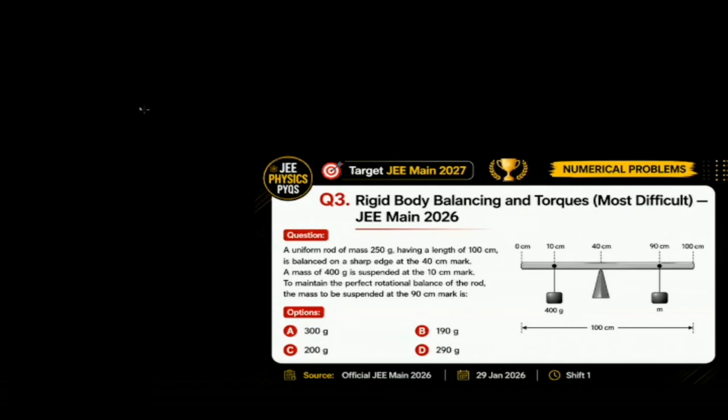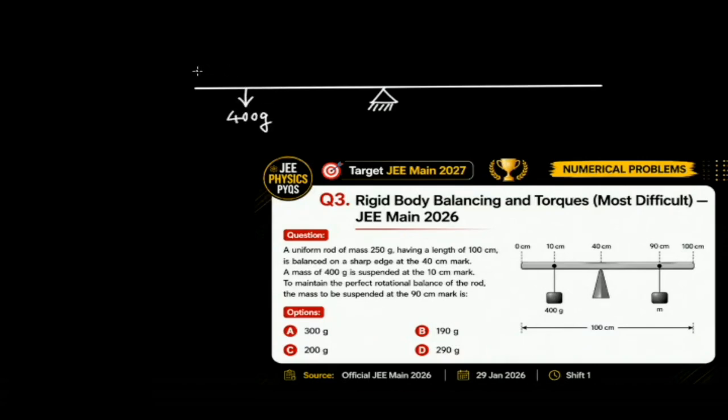Let us redraw the figure. A rod of 100 centimeter length. The pivot is at 40 centimeter from the left. 400 gram weight is located at 10 centimeter from the left. So its distance from the pivot will be 40 minus 10, 30 centimeter. We have to find this mass which is suspended at 90 centimeter from the left end. Therefore, its distance from the pivot will be 90 centimeter minus 40 centimeter, 50 centimeter.